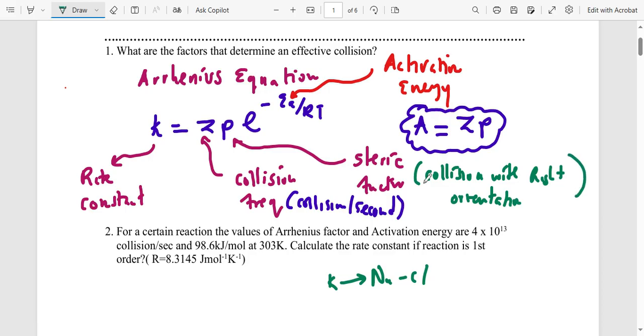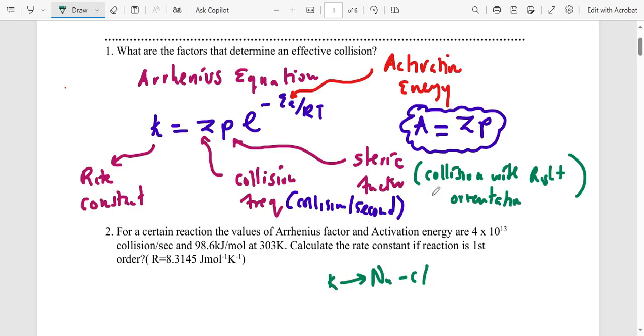So if we combine now Z with P, the collision frequency with the steric factor, we're going to get A. So A in this case will give us the number of collisions happening in a molecule per second with the right orientation. Collision frequency is the collisions per second. Steric factor is the collisions with the right orientation. So A is the number of collisions happening per second with the right molecular orientation.